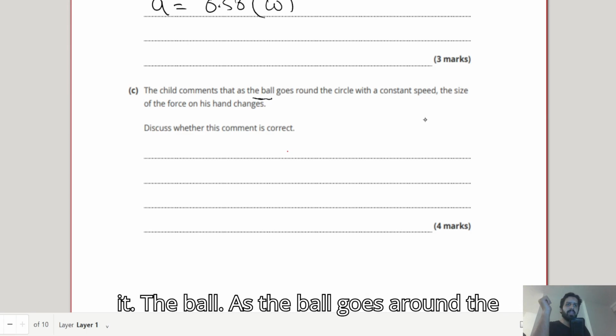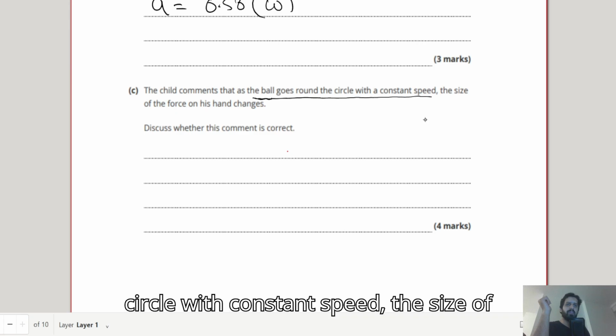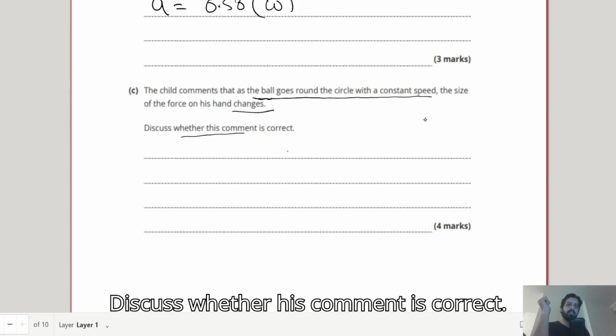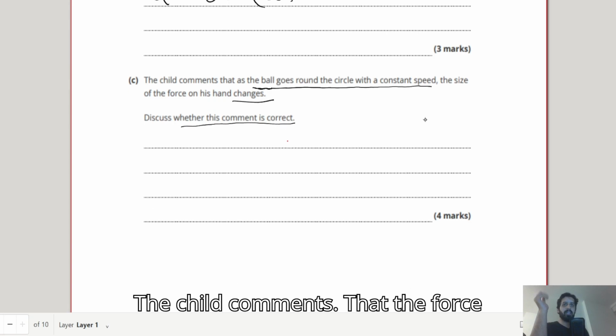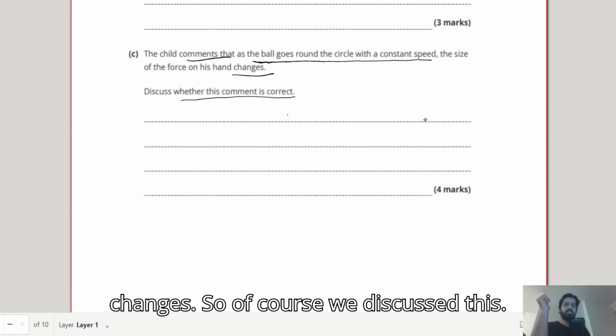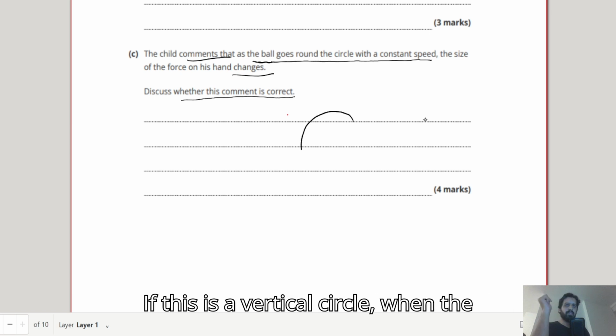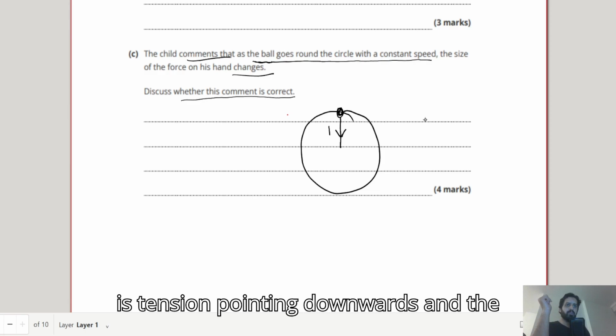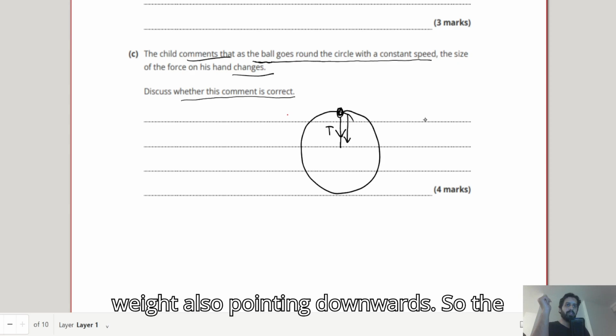As the ball goes around the circle with constant speed, the size of the force on his hand changes. Discuss whether his comment is correct. The child comments that the force changes. So of course we discussed this. If this is a vertical circle, when the ball is at the top, the net force is tension pointing downwards and the weight also pointing downwards.